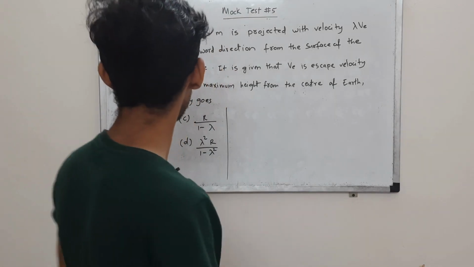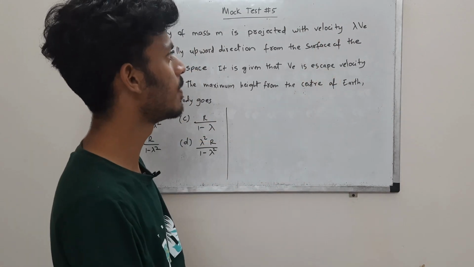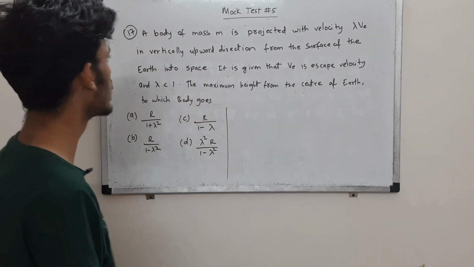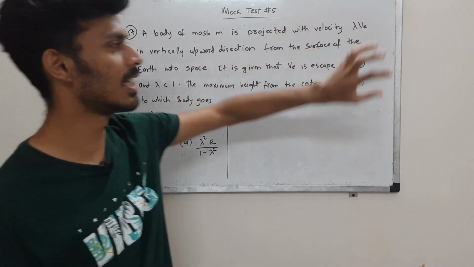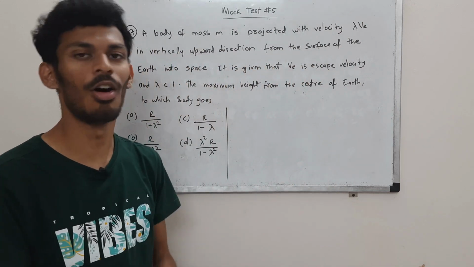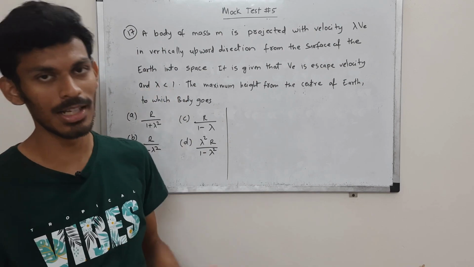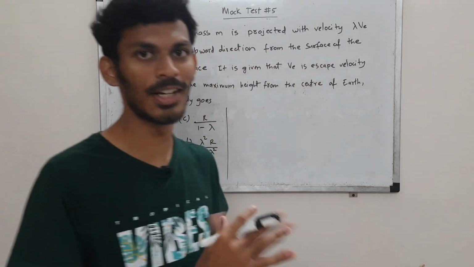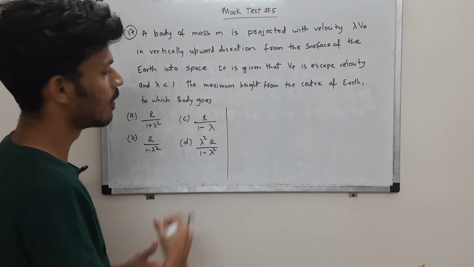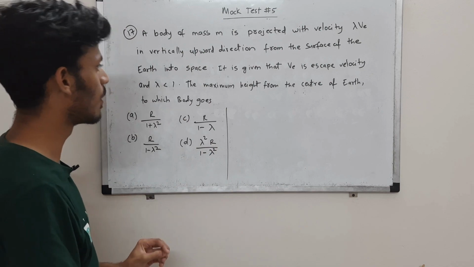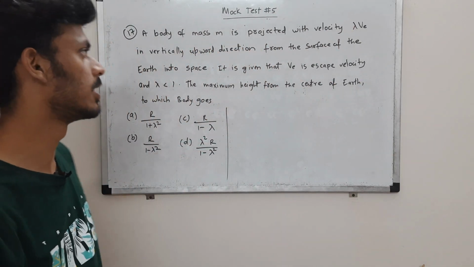17 over here. In this question we have a body of mass m which we are going to project with a velocity lambda times Ve. Ve is the escape velocity, and lambda is a number less than 1. So this velocity is some fraction of your escape velocity. It's lesser than your escape velocity since lambda is less than 1. So the object will not escape the Earth's gravity. It will fall back again. So that is not the question. The question is the maximum height to which the object reaches before it starts coming down.